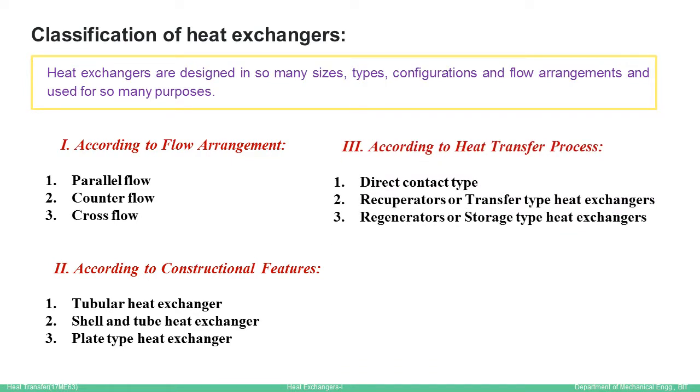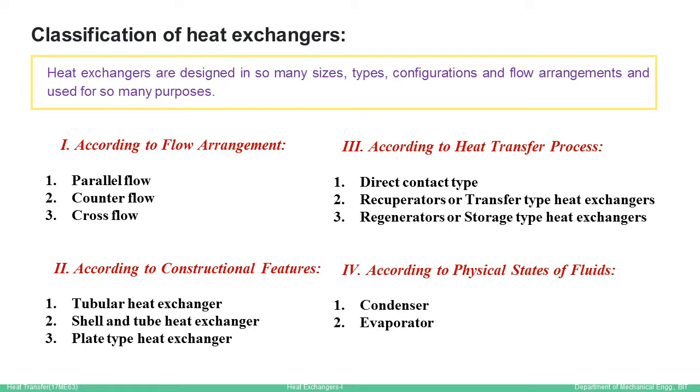According to heat transfer process, we have direct contact type, wherein there will be a direct contact between the two different fluids through which heat exchange takes place, and recuperators, where there is no direct contact between the two fluids. They are also called indirect contact type. And we have regenerators or storage type heat exchangers. And also, according to physical states of fluids, we have condenser and evaporator, where there will be change of phase of a fluid.